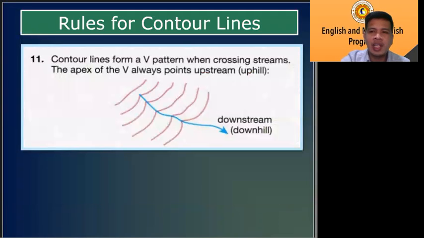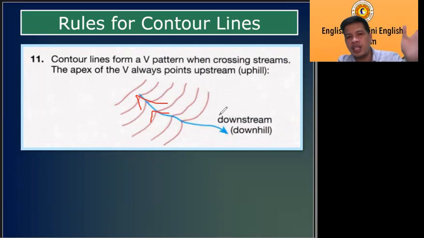Next one, number 11: contour lines form a V pattern, or sometimes a U pattern. When crossing streams, the apex of the V always points upstream or uphill. So it means that this one is downstream, and the top of the V is uphill.